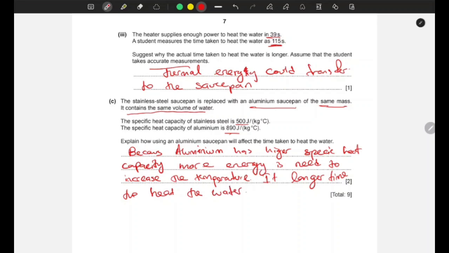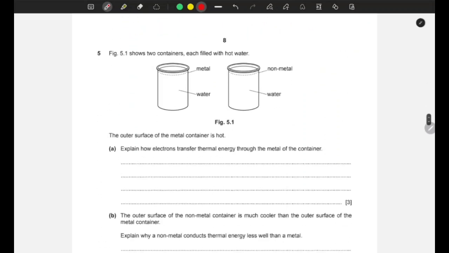So basically what I'm saying is that aluminum has a higher heat capacity. Specific heat capacity is the amount of energy required to raise the temperature of a mass of 1 kg by 1 degree Celsius. So the higher the heat capacity, the more energy it requires to raise the temperature. And since aluminum has the higher one, it would take longer.